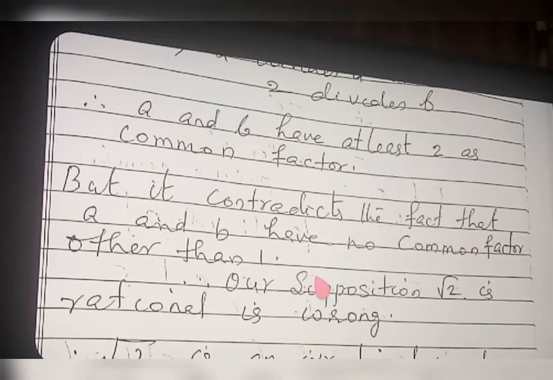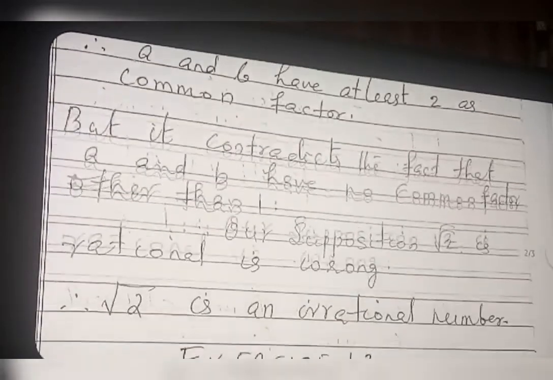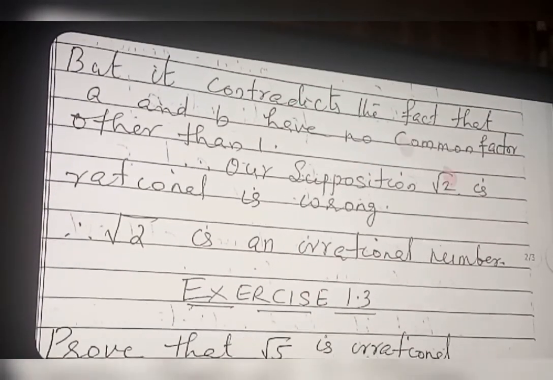What we supposed? Root 2 is rational, we supposed. Therefore, our supposition that root 2 is rational is wrong. Okay, root 2 rational is wrong, then which is correct? Root 2 is an irrational number. Clear? This is the theorem.